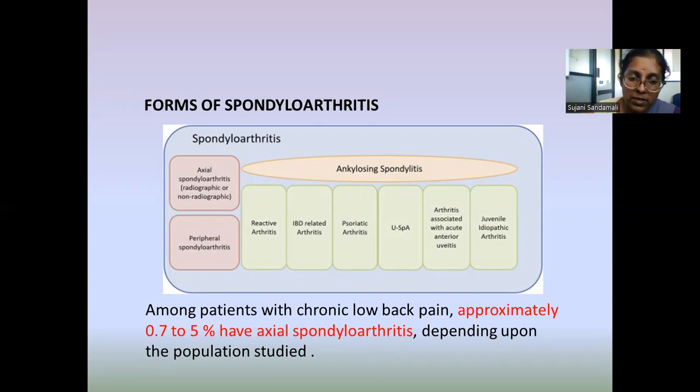So the other category is peripheral spondyloarthritis, and they don't have axial manifestations. They only have features of peripheral arthritis. Some of those are reactive arthritis, IBD-related arthritis, psoriatic arthritis, and so on. Among those with chronic back pain, axial spondyloarthritis accounts for 0.7 to 5%.